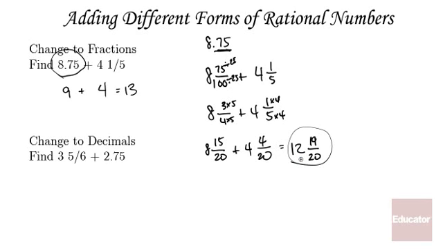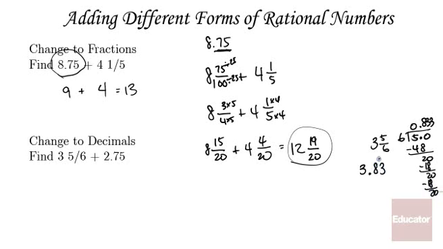Let's try 3 5/6 plus 2.75, this time differently by changing the fraction into a decimal. So I'm going to take the 3 5/6 and change it into a decimal. 3 is my whole number out front of the decimal, and I'm going to divide the numerator 5 by 6. It won't go in, so here comes my decimal. 6 will go into 50 8 times, so that's 48. And it will go into 20 3 times, that's 18. And it will go into 20 3 times, that's 18. So it's going to be repeating, 3.83 repeating.